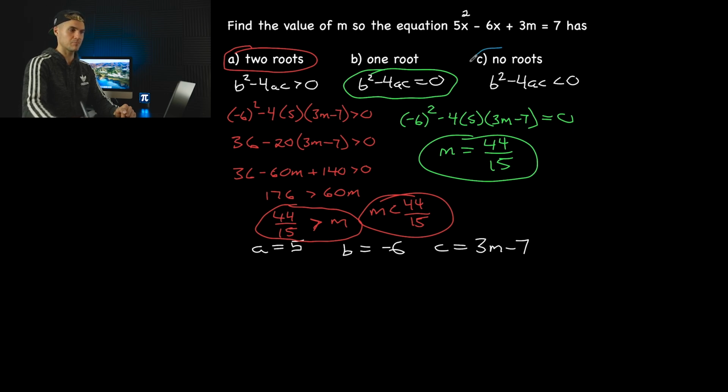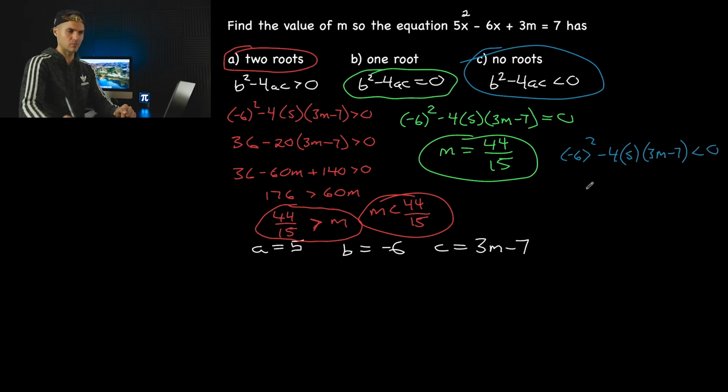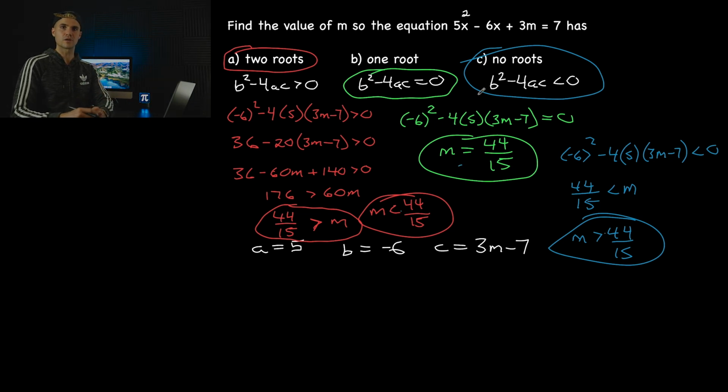You're going to set it up, and it's going to be negative 6 squared minus 4 times 5 times 3m minus 7 is less than 0. And when you isolate for the m, you would end up with 44 over 15. And it's going to be when it's greater than that number, right? It's basically the same algebra except the sign is flipped over. So if m is greater than 44 over 15, there's going to be no roots. All right, so these are the 3 solutions for these 3 different scenarios.